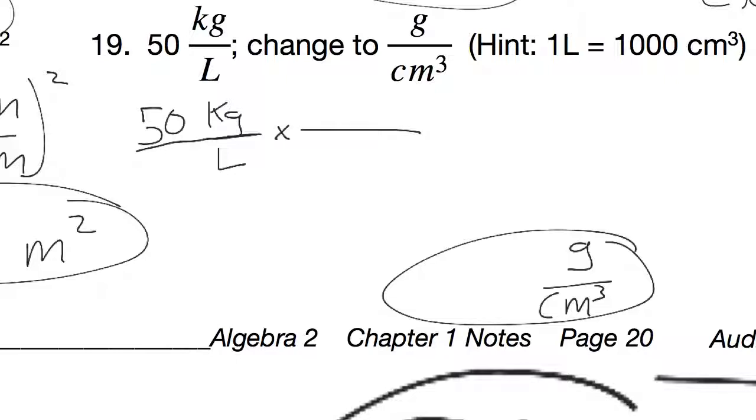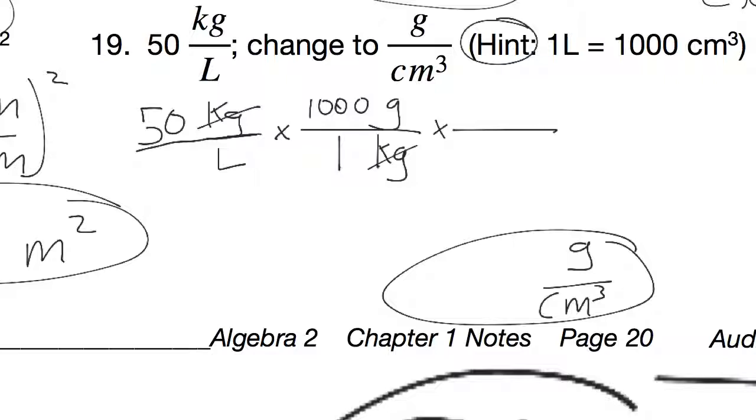Times, let's see, I want to cancel out the kilograms. So in order to cancel them out, I'll take the one that I have on the top and cancel it with one on the bottom. Kilograms converts to grams quite nicely. There are 1,000 grams in 1 kilogram. So when I multiply these across, the kilograms will cancel. I'll take the hint that they've given us here.